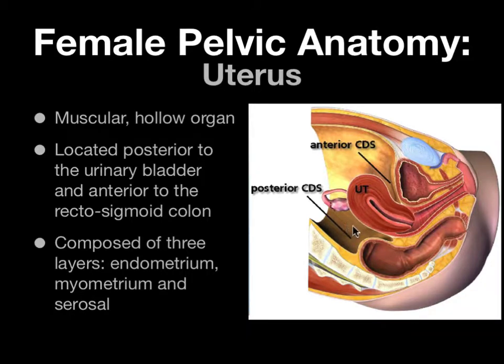Here you have the posterior cul-de-sac. This is the most dependent portion of the female pelvis, and this is where fluid is going to initially accumulate. Larger amounts may move along the back of the uterine fundus and may go into the anterior cul-de-sac. In some patients, depending on how they were positioned prior to the scan, you may only find fluid in the anterior cul-de-sac, so don't forget to look in this region when assessing the patient for free fluid.